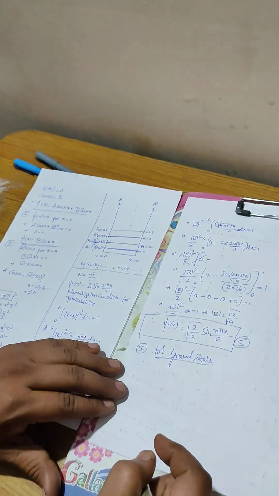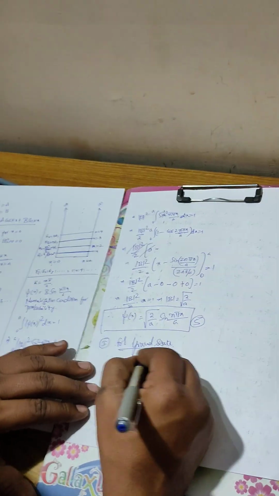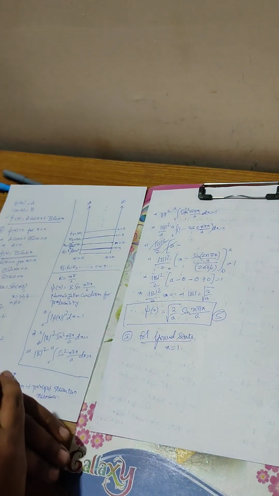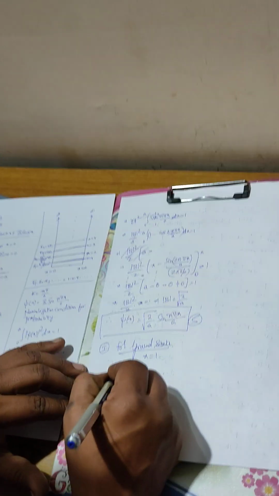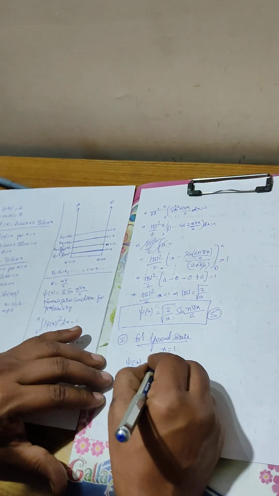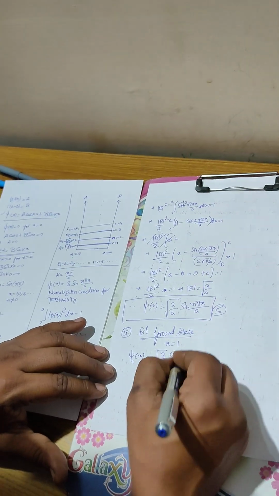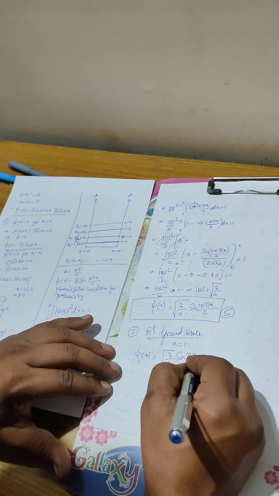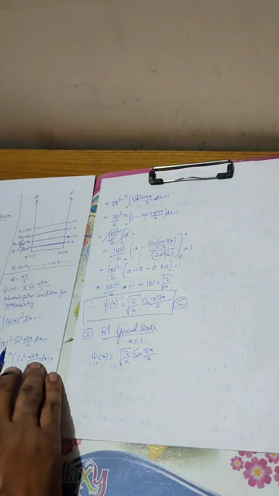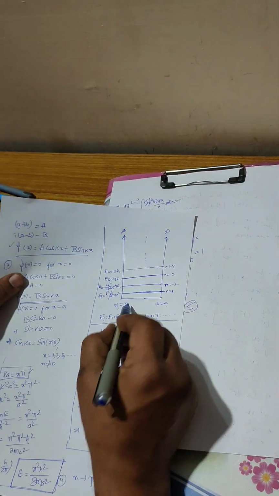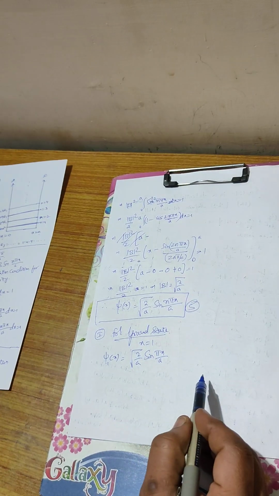For the ground state, we know the ground state is designated by the quantum number n equal to 1. So now psi of x becomes psi 1 of x is equal to root over 2 by a into sine of pi x by a. Now x varies between 0 to a. We know that the width of the well is finite, so x varies from 0 to a.